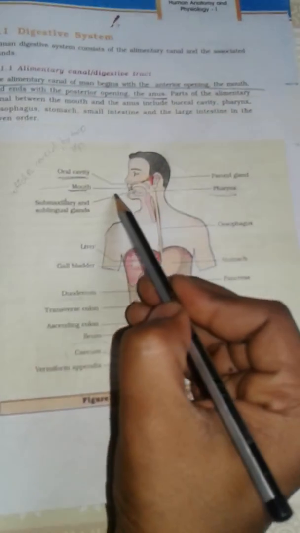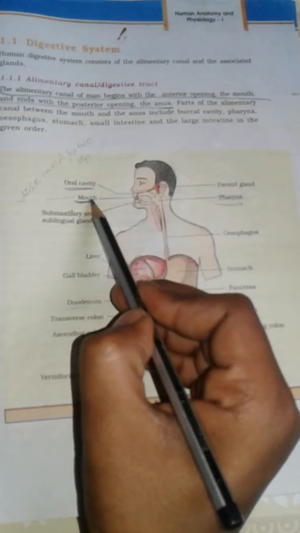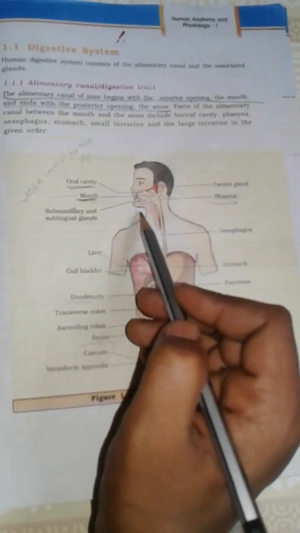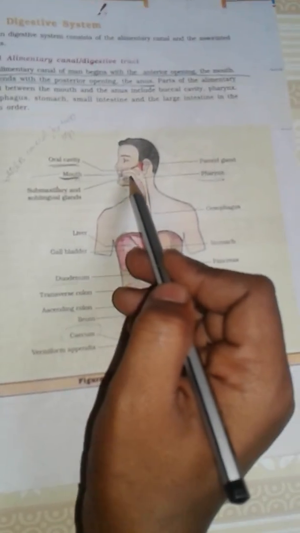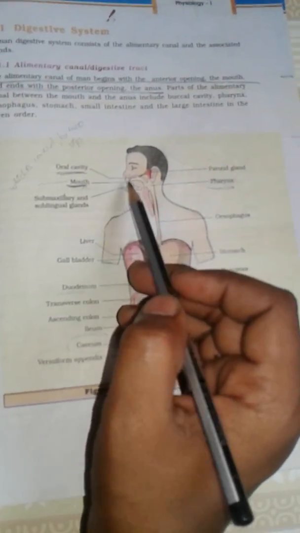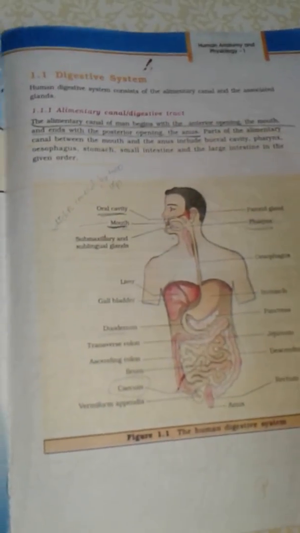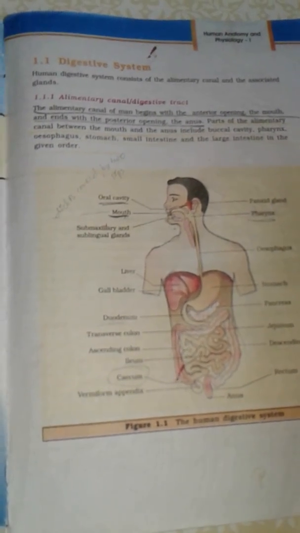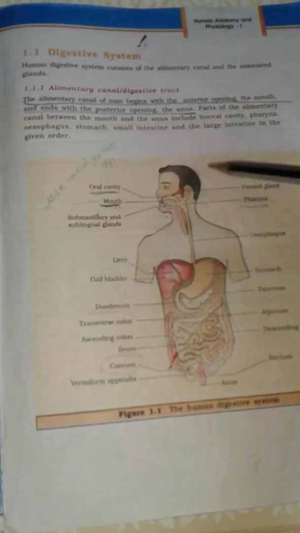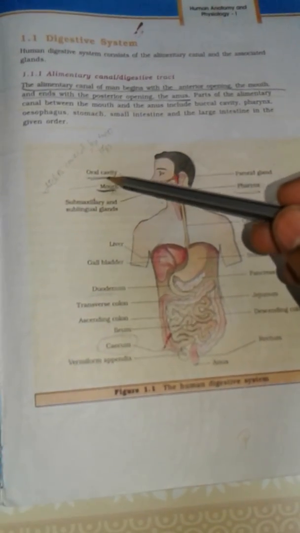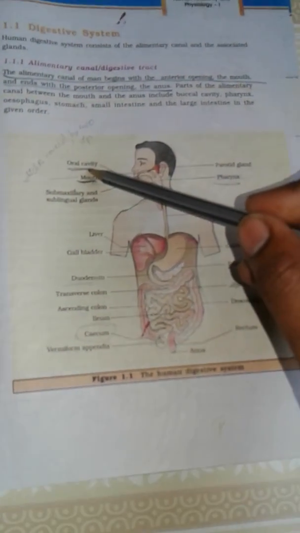First, we'll talk about the mouth. Generally, the mouth is defined as an organ which is covered by two movable lips. Lips are called labia. The mouth leads into the buccal cavity, or you can also say oral cavity.